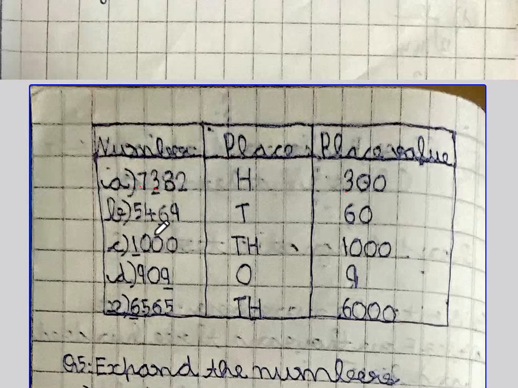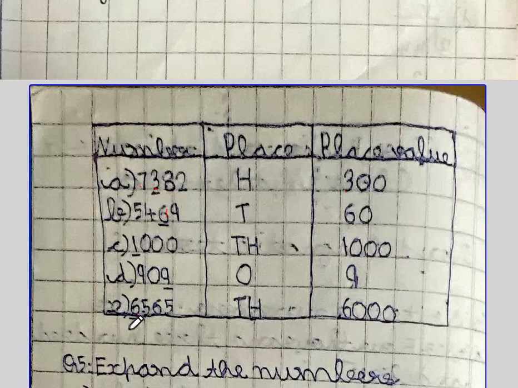In the next example, 5469, the underlined digit is a tens digit, ones, tens. So it has a place value of 60. In the next question, the place value of this digit will be thousands. Ones, tens, hundreds, thousands. So the place value will be 1000. In 909, they ask the place value of the ones digit. So the answer is 9. If they ask for this 9, then the place is hundreds. That will become 900.